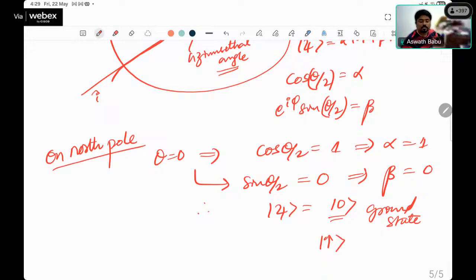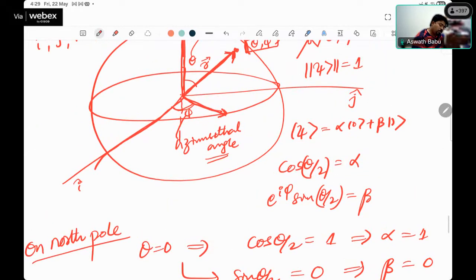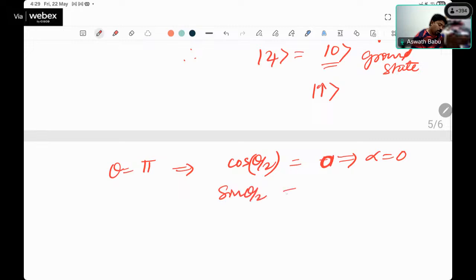If the electron spin is downwards, pointing towards the South Pole, what is the polar angle in that case? The polar angle will be theta equal to pi. What does it imply? Sorry, cos(theta/2) is 0, which implies alpha is equal to 0. What about sin(theta/2)? sin(theta/2) is 1, which implies beta is equal to e^(i phi) times 1.